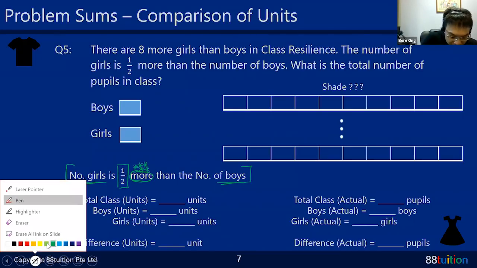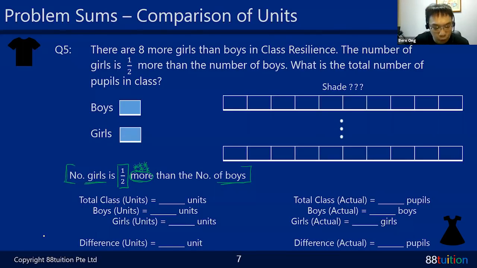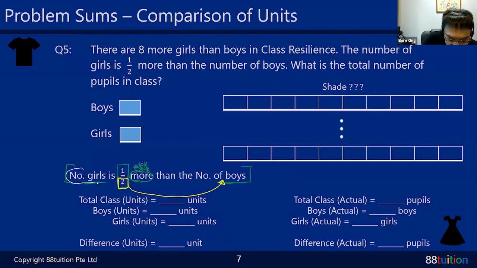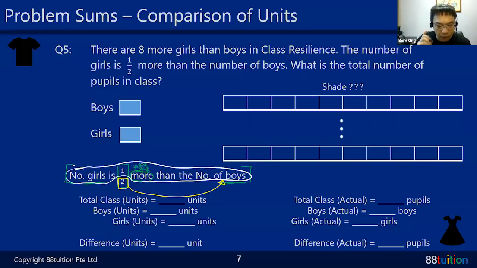So this fraction, what does it mean? 1 out of 2. Number of girls is 1 out of 2 more than the number of boys. The denominator 2 is for the back. All right. It's for the boys. Then the girls, girls got how many units? Don't panic. How do you read it? You read it as number of girls is 1 more than the number of boys.